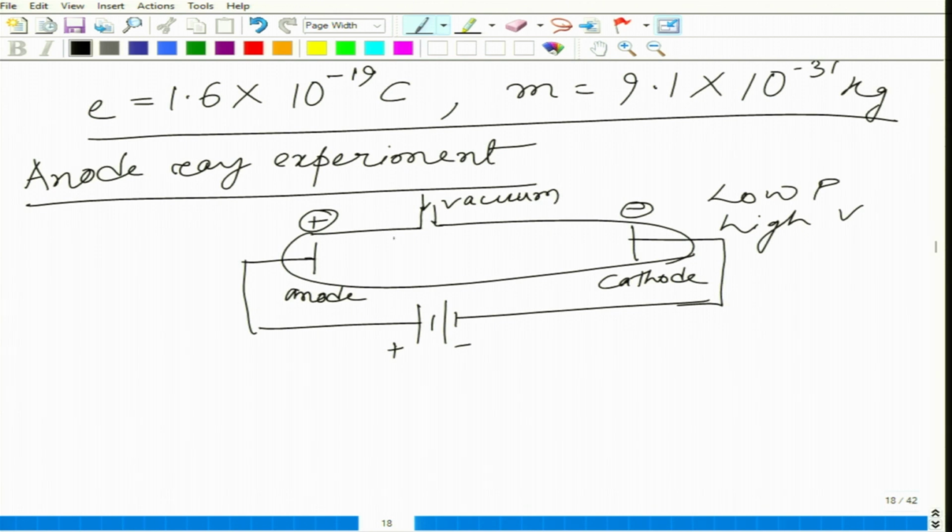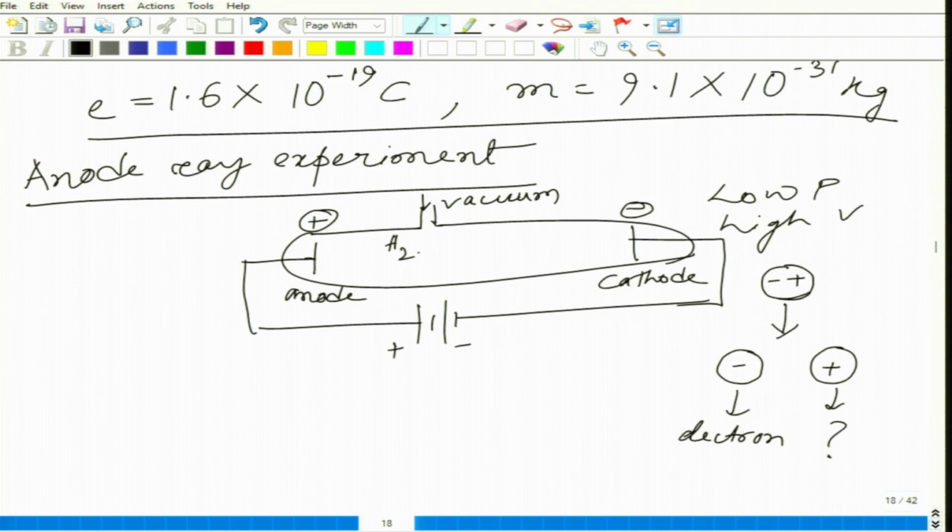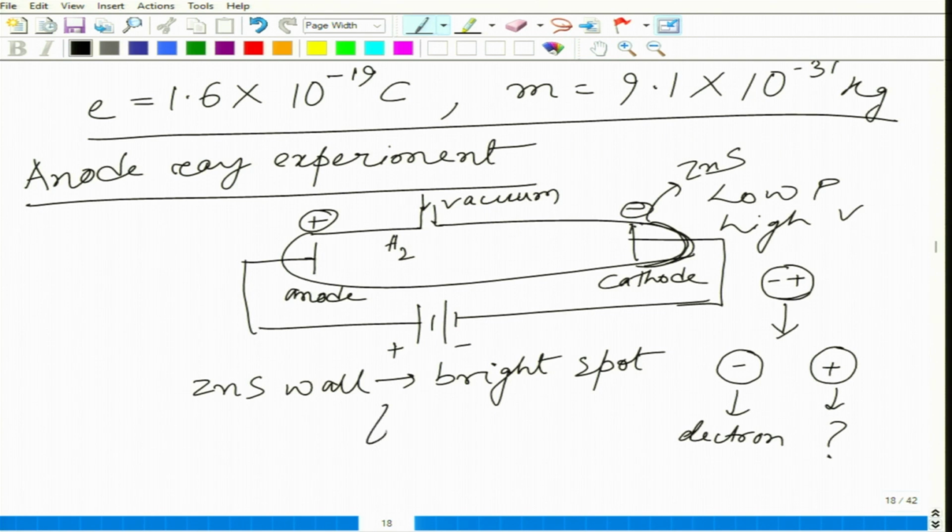Now if some gas is present inside, what will happen? Now if this is an atom, for example, it will have negative and positive both. Now it will split up in the presence of electricity like this, negative and positive. We knew that this is the electron. What is this? In this experiment, what was observed? Here also the cathode was kept perforated and the wall behind the cathode was coated with zinc sulfide, and similar results were obtained. The zinc sulfide wall showed a bright spot or fluorescence.